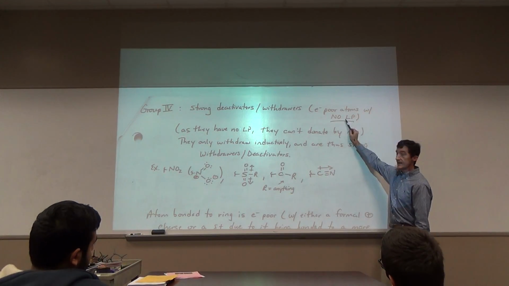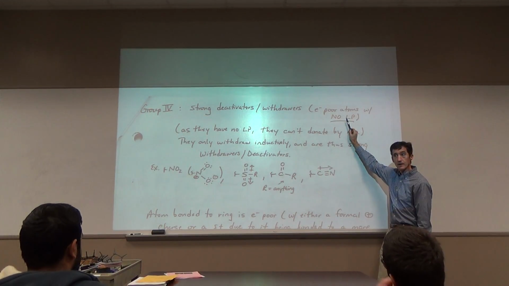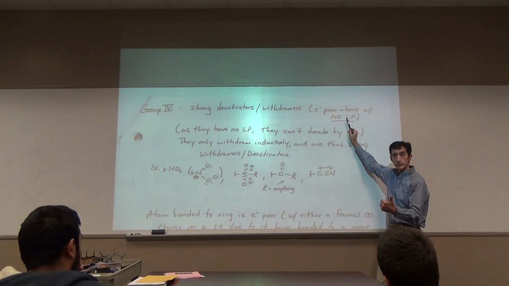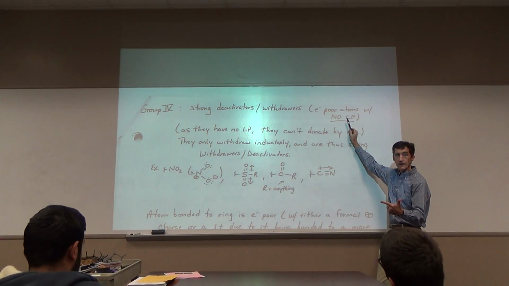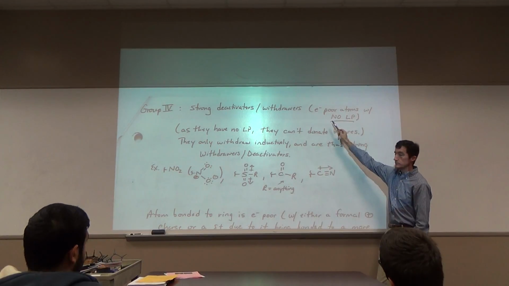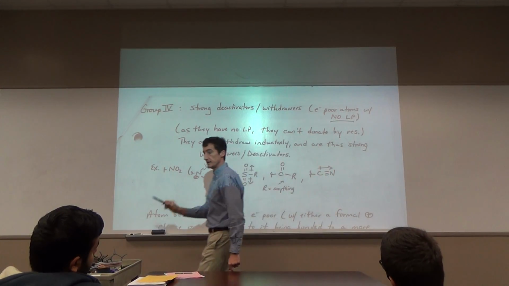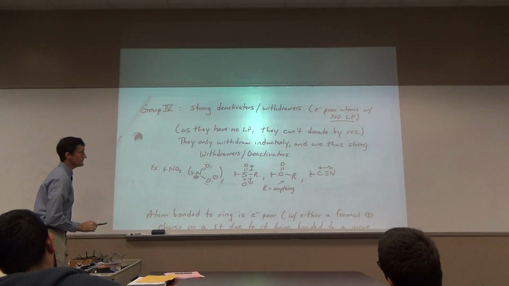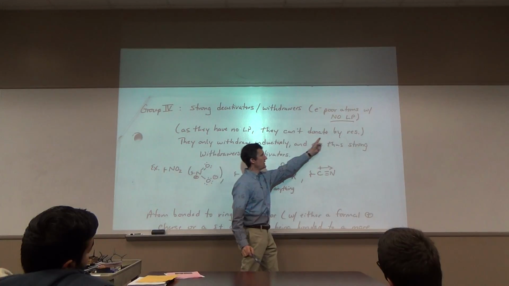Because guess what, if it had a lone pair, it would be where? What group would it be in? It'd be group one, except for halogens, and that's group three. Anything else with a lone pair is going to, so no lone pair, right? You've already pretty much said that if you think about it. So as they have no lone pair, they can't donate by resonance.